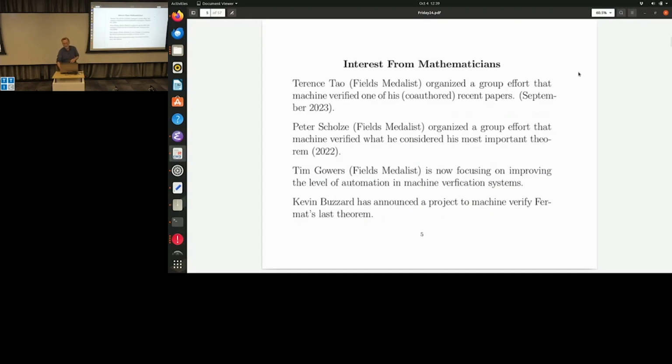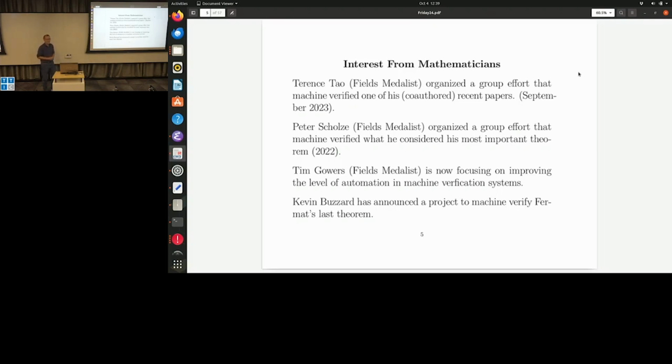So I'm going to go through these three communities just to show what's happening. So what's happening among mathematicians? Terry Tao, Fields medalist, very recently, September 23, a year ago, organized a group effort that machine verified one of his own new papers.